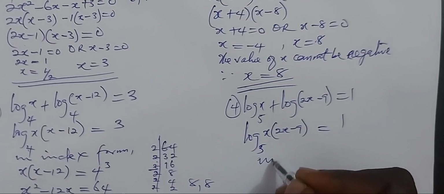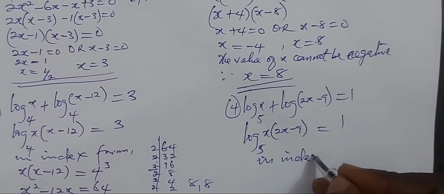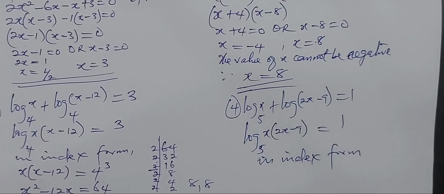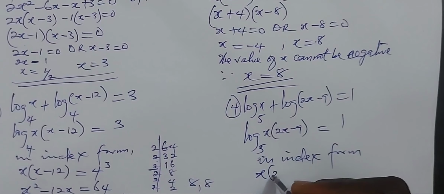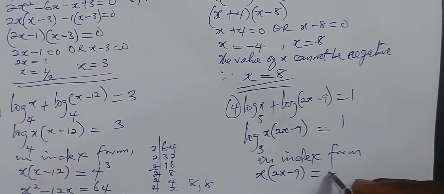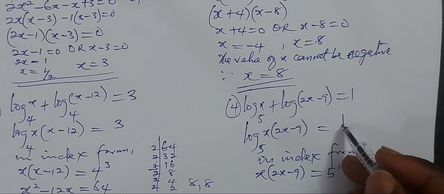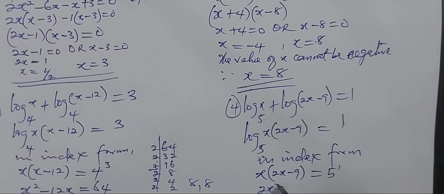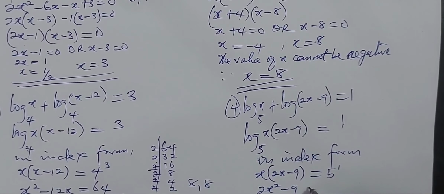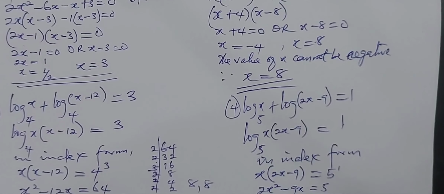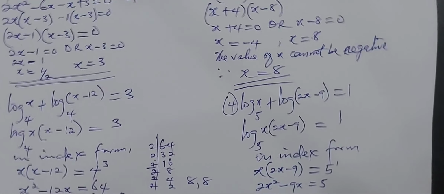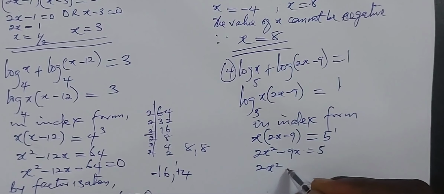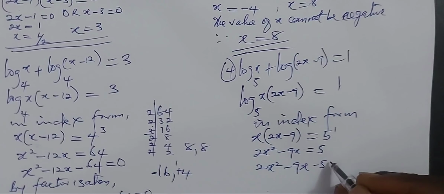So in index form, x into 2x minus 9 is equals to 5 raised to the power of 1. This one becomes the power of this, which is 5. So we now have 2x squared minus 9x is equals to 5. So bring your 5 into this side. We have 2x squared minus 9x minus 5 equals to 0.